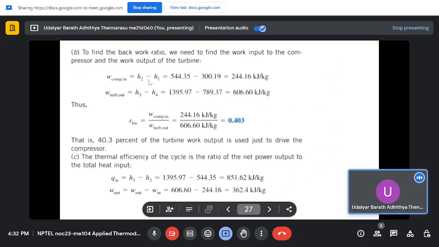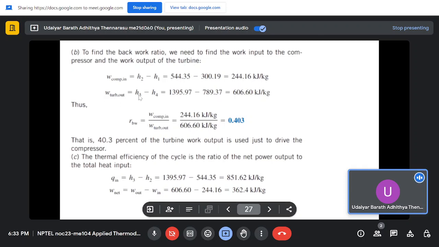So we can use H2 minus H1, or we can use the straight away formula for reversible adiabatic expansion. So we can use m R (T2 minus T1) by (gamma minus 1) to find out the work. Here we have found out enthalpy, so we are directly using enthalpy, H2 minus H1. So it will be equal to 244.16 kilojoule per kg.